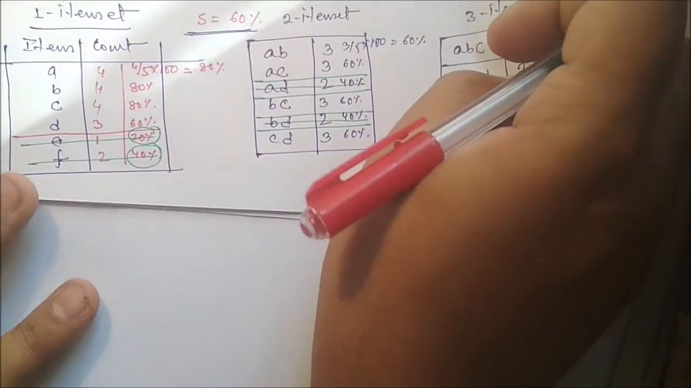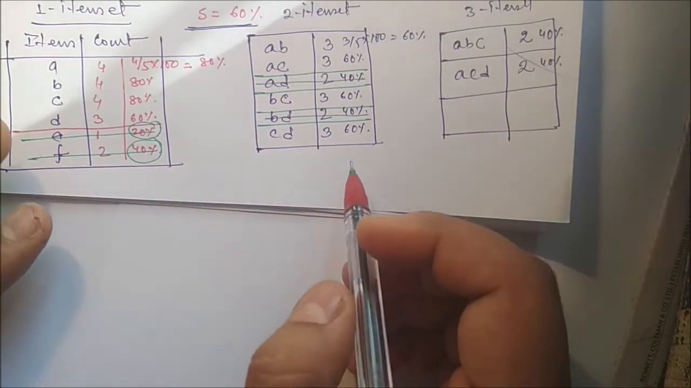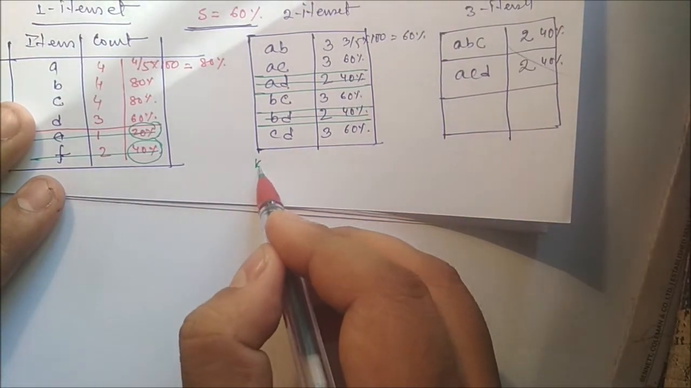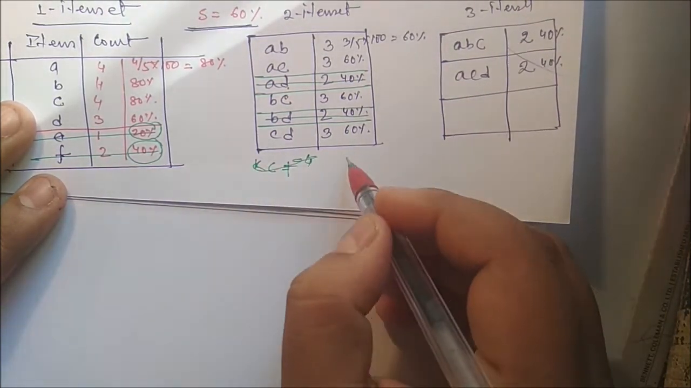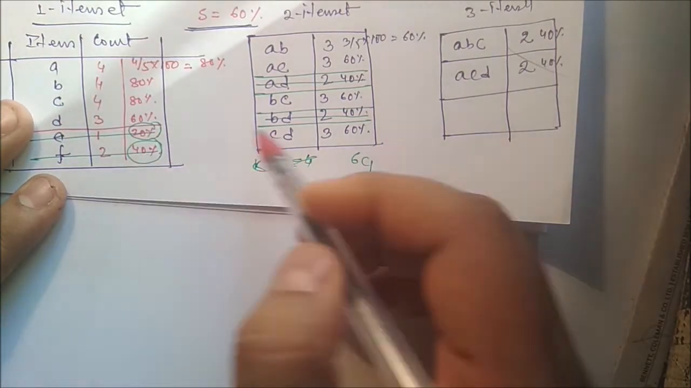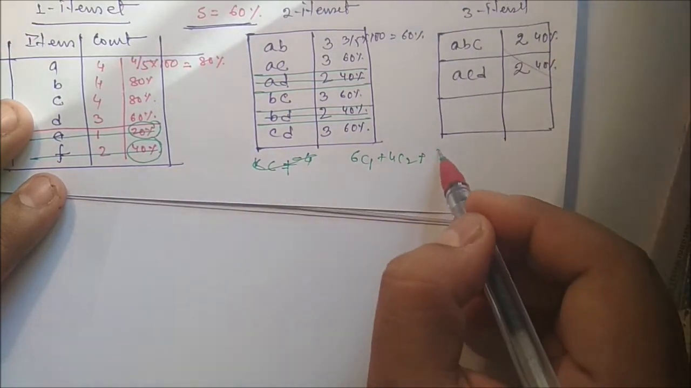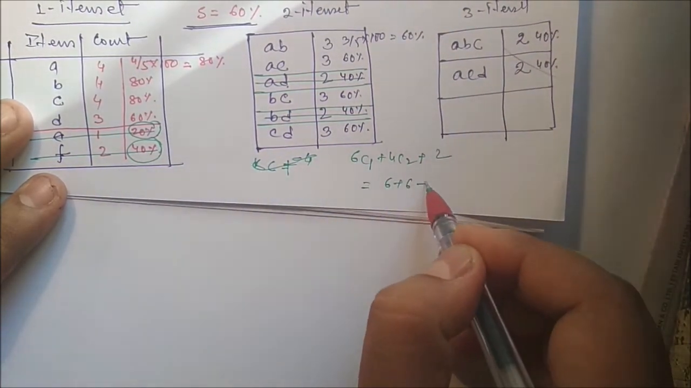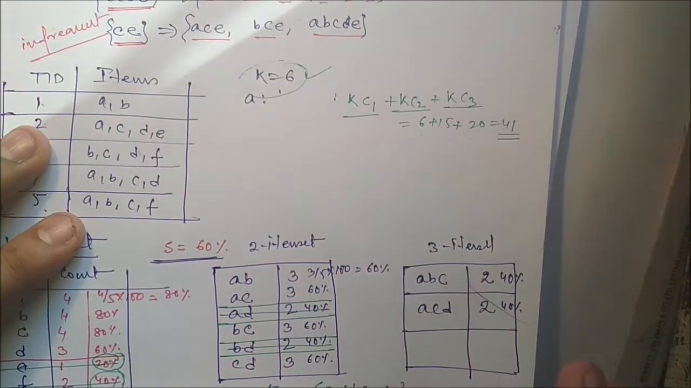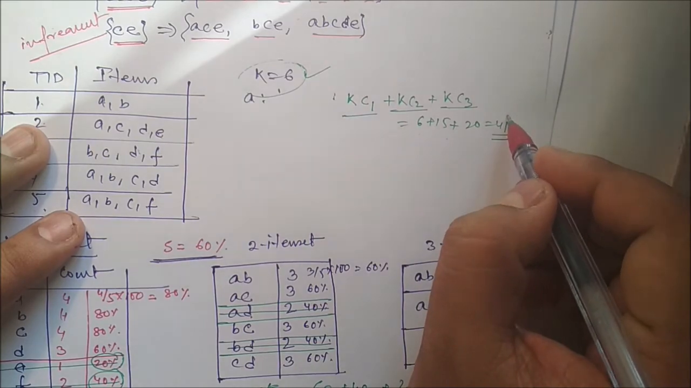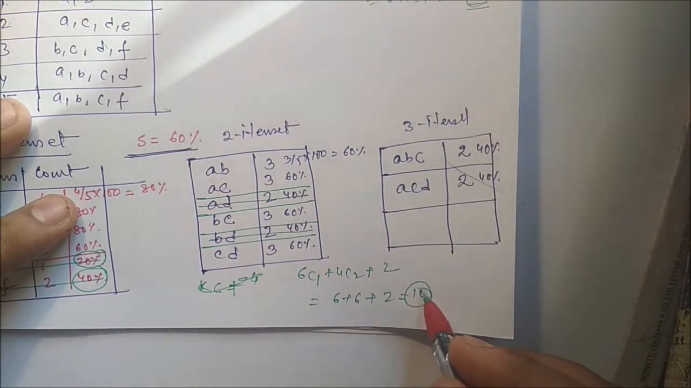But if you use this particular technique, support based pruning, then it is 6C1, total 6 combinations are there, then 4C2, after that it is 2. So 6 plus 6 plus 2, it is total 14 combinations. So you can see here, if you apply simple brute force technique, it is 41, but if you apply support based pruning, then it is 14.